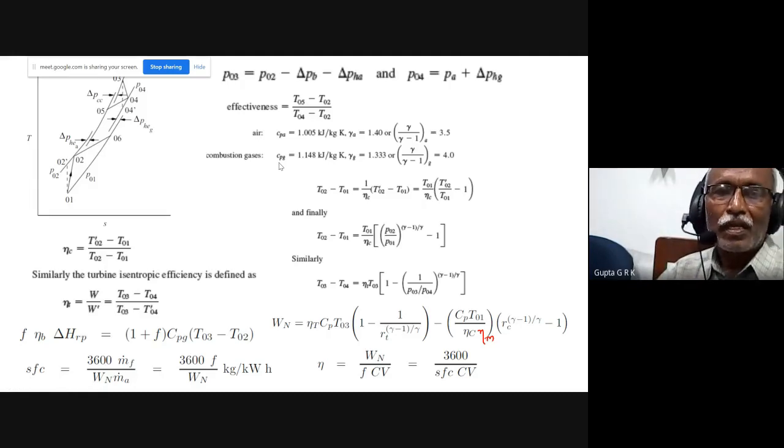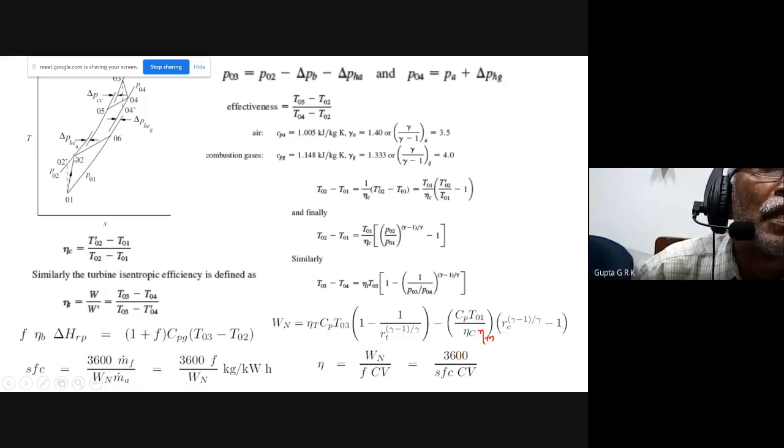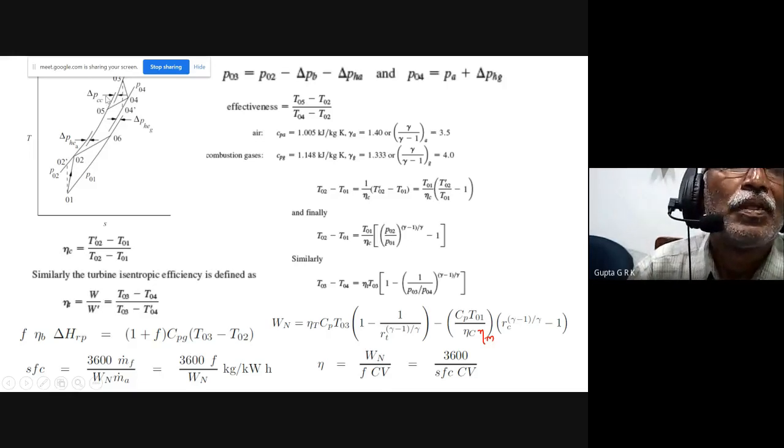I can have an intercooler, a reheater, a heat exchanger, and there may be pressure losses. So here you can see the pressure losses. After the compressor, the air enters the heat exchanger, so there will be some pressure loss, delta P HEA, heat exchanger on the air side. Then it goes to the combustion chamber, where again there will be some pressure loss, delta P Cc. So P03 is P02 minus delta P HEA minus delta P Cc. So I have to remove those. In some books delta P Cc is given as delta P B, burner.